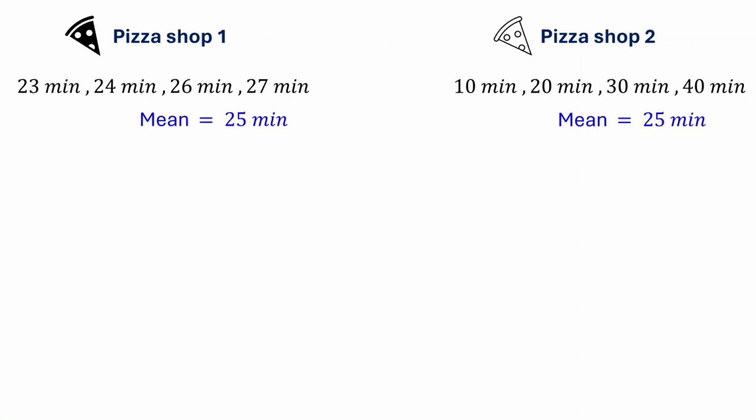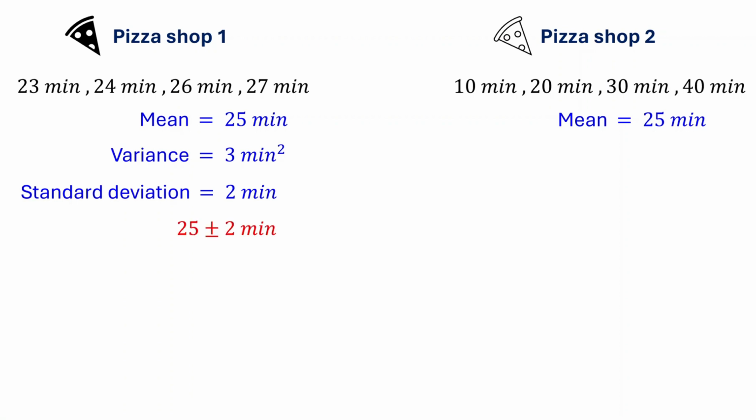Interestingly, both shops have the same average delivery time, which is 25 minutes. But their variance and standard deviation are very different. For the first shop, the variance is about 3 minutes squared, and the standard deviation is about 2 minutes. This means delivery times typically vary only by about 2 minutes from the average. Most pizzas arrive between 23 and 27 minutes. With such a small 2-minute variation, the first shop's deliveries are incredibly consistent and predictable.